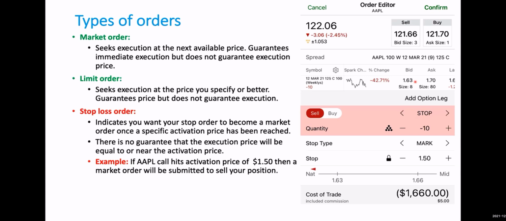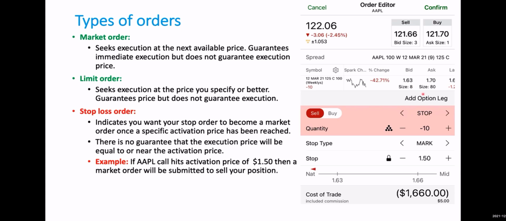Alternatively, let's say you bought an option contract for 170. You bought the ask, you just got in, but you thought that Apple's going to reverse, and instead of reversing, it started dipping. So you're saying that, hey, I bought this for 170. If the premium dips below 150, I want to get out. So that's a stop loss.